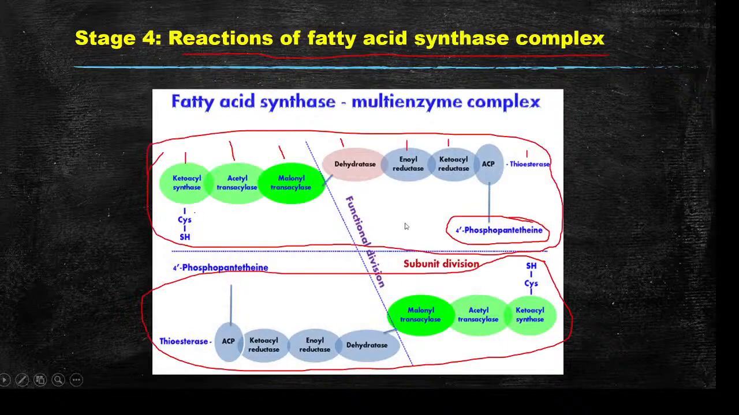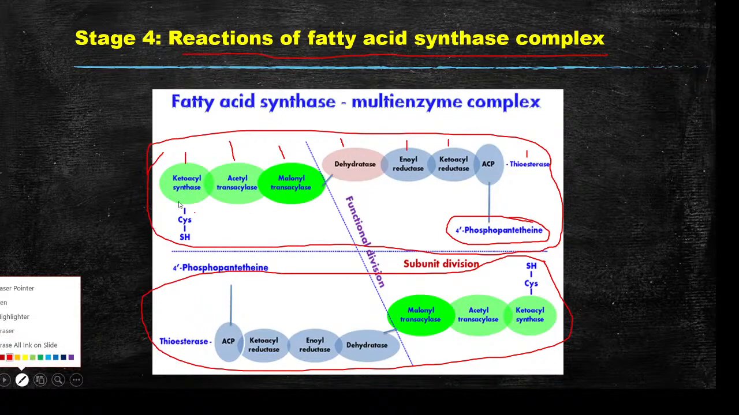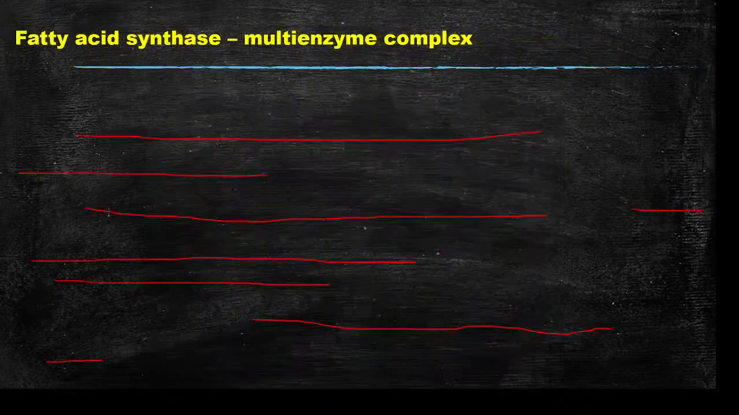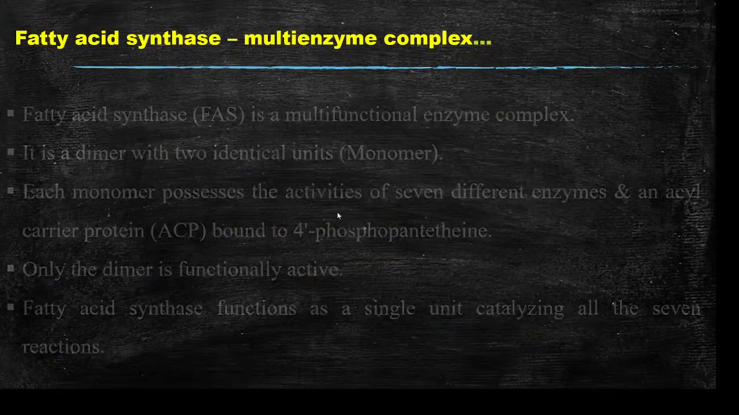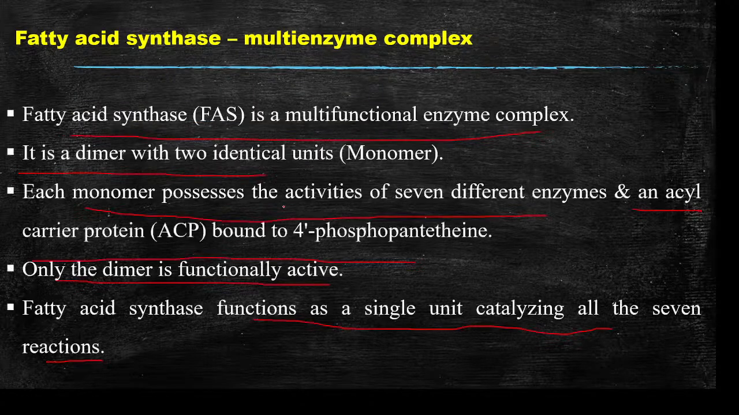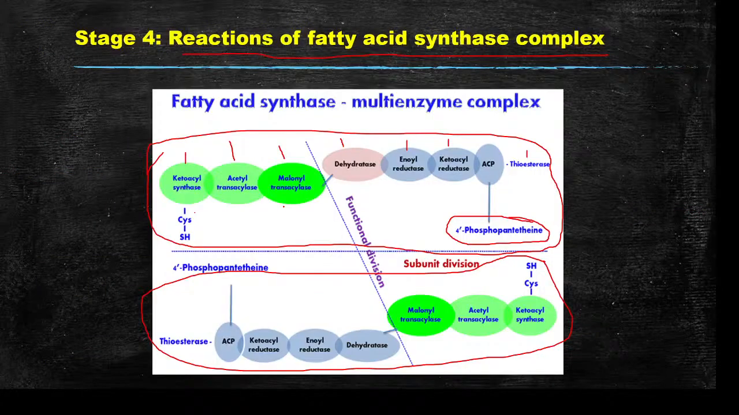So if you look at this, here you can see the ketoacyl groups are in opposite direction. So here they lie in anti-parallel orientation. The functional unit consists of half of each subunit interacting with the complementary half of the other.